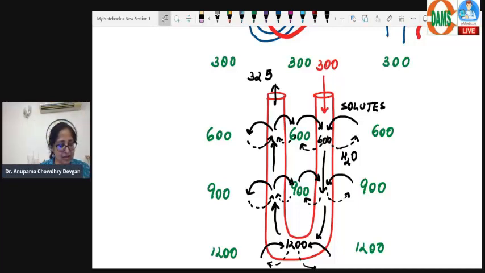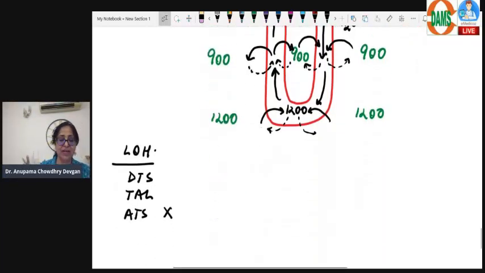So this is going to be the countercurrent mechanism. Questions are very simple from countercurrent: multiplier, loop of Henle, vasa recta, exchanger. Loop of Henle का कौन से points? ATS is DTS and thick ascending limb. Yes, absolutely right. Chalo. Let's go on to our next chapter.